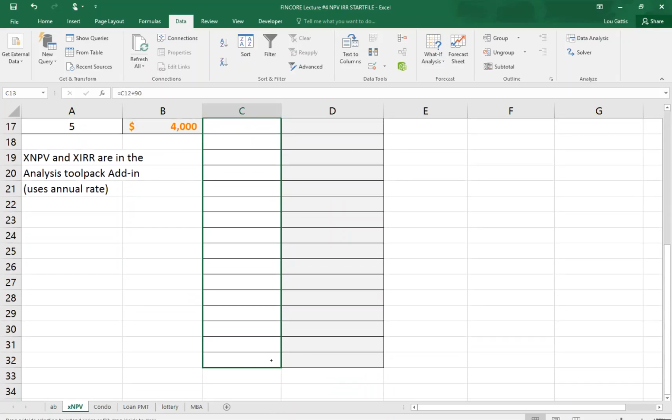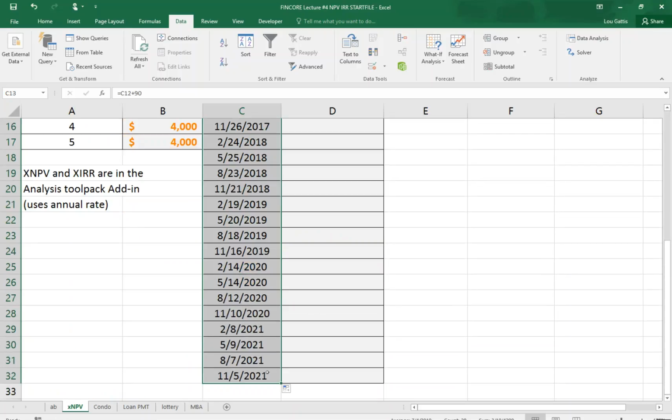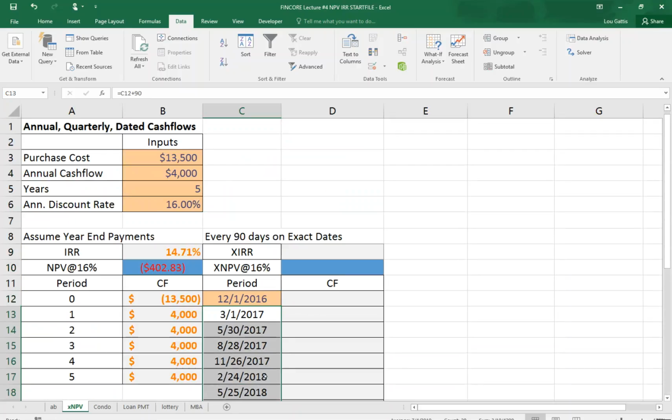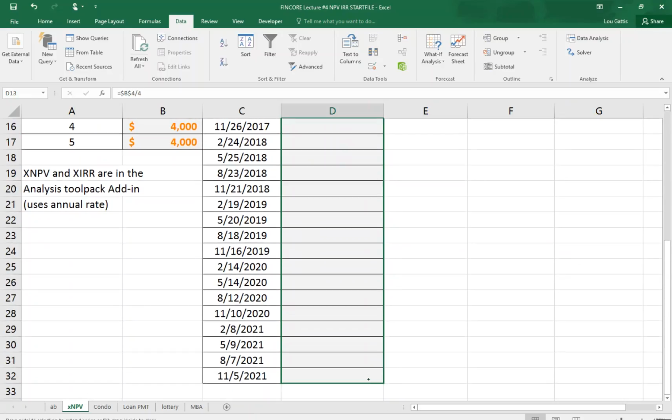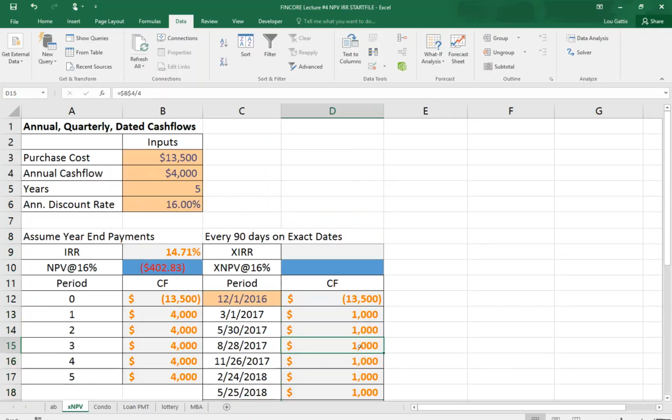And if I copy that down, these are my 5 years of cash flows from 2016 to 2021 every 90 days. Now, initial cash flow is $13,500. And then we're going to receive $1,000. I'll take the $1,000, anchor that, divide it by 4, because you're receiving $1,000 every quarter for 5 years. So that's what the cash flows actually look like.